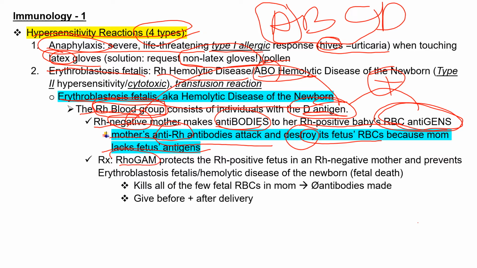You give the mother a medication called RhoGAM, which protects the Rh positive fetus because it kills all of the very few red blood cells that are Rh positive, baby's red blood cells that get into mother's circulation. And so there is not sufficient time to make antibodies in mom's blood. So you got to give it before and after delivery, and this makes the second kid safe.